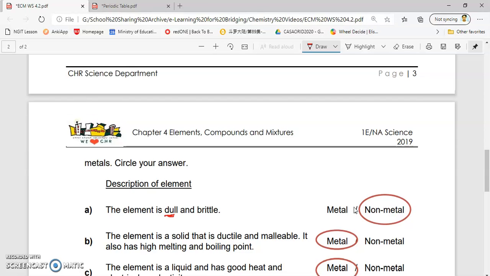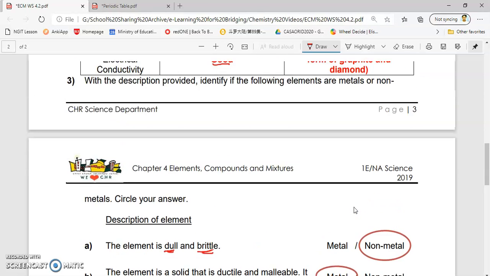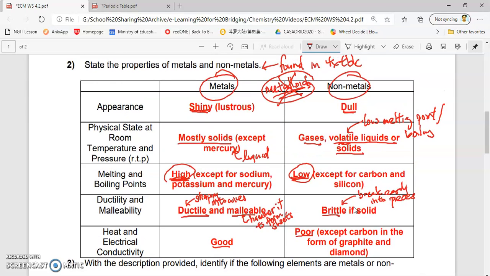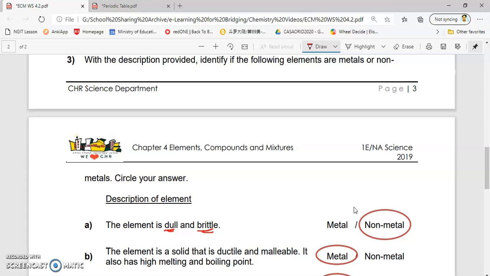So the element is dull and brittle. So which element, non-metal or metal, is dull and brittle? Non-metal is dull, non-metal is brittle. So that's why this element A here is a non-metal.